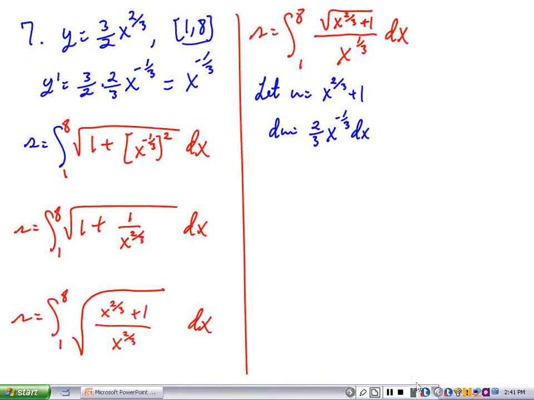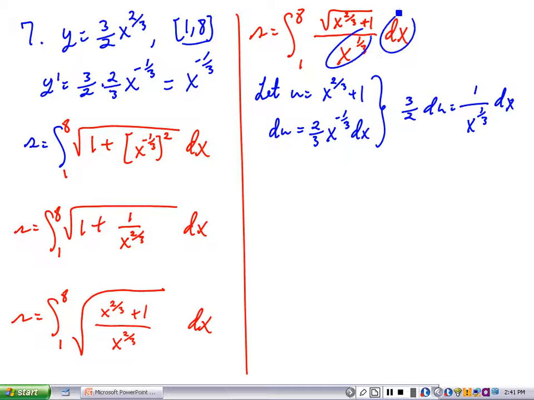So let's simplify that. I want to get the x to the 1/3 and dx by itself. Look what we have. Multiply 3/2 on both sides, so I have 3/2 du is equal to 1 over x to the 1/3 times dx. Wow. Well, that gives me this guy and that guy. So my 3/2 du is that.